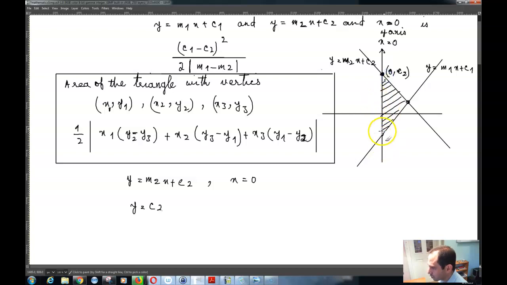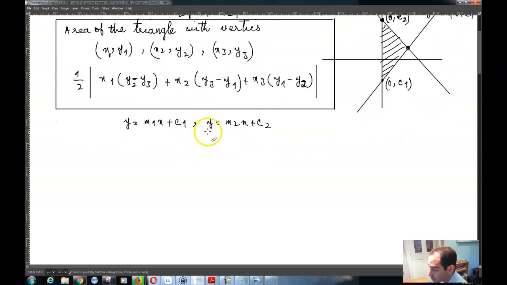For the point of intersection of the other two lines, your x over here is again equal to 0, and your y coordinate is c1, because that's the y intercept of this line. And there is only one thing that we need to figure out over here, which is this vertex, which is a little bit more complicated compared to these two, which is basically these two lines, meaning this line and this line over here. So you have y is equal to m1x plus c1, and y is equal to m2x plus c2.